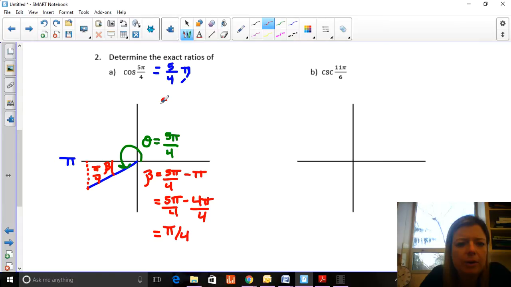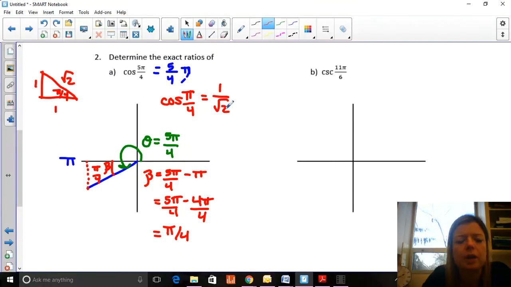Okay, so now we just need to find the cos of pi over 4, so we can go back to our special triangle, right? That's from the 90 degree, the isosceles one. I was having a brain freeze there. So it's adjacent over hypotenuse, so 1 over root 2. So therefore, that means that the cos of 5 pi over 4 is either 1 over root 2 or it's negative 1 over root 2.